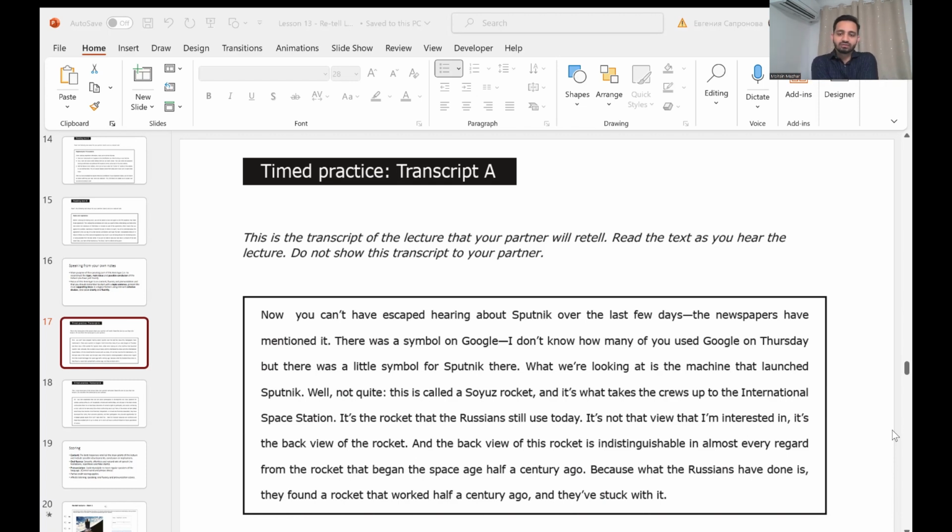So you've got to be talking about the rocket as well. It's not the front view that I'm interested in, it's the back view of the rocket. So you've got to be talking about the back view of the rocket. That's the main information there.